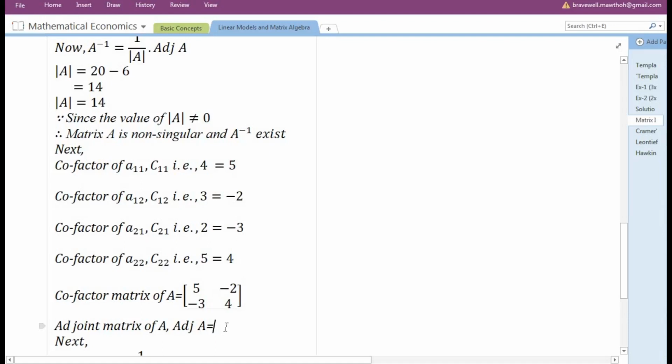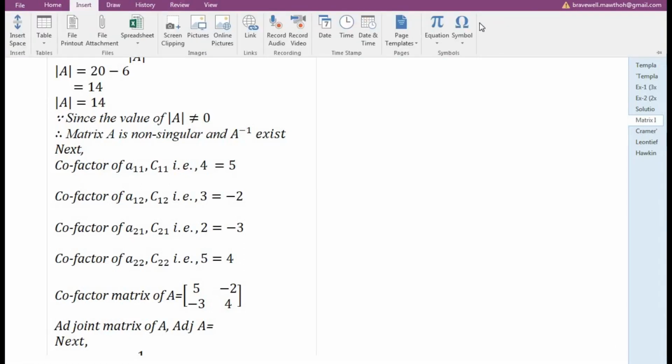So we have completed the second step. The third step involves finding the adjoint matrix of A. What is the adjoint matrix? The adjoint matrix of A is the transpose of the cofactor matrix of A. How do we find the transpose of a given matrix? The transpose of a matrix is found by interchanging the rows into columns or the columns into rows.